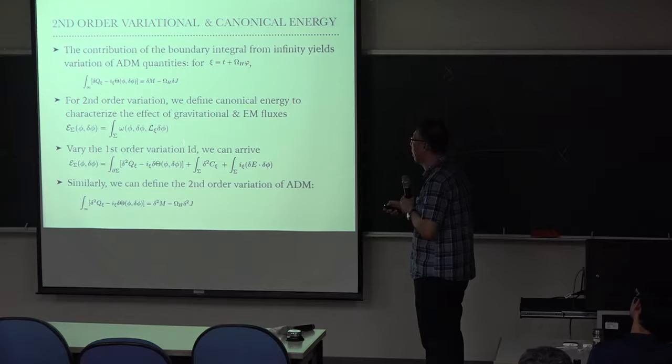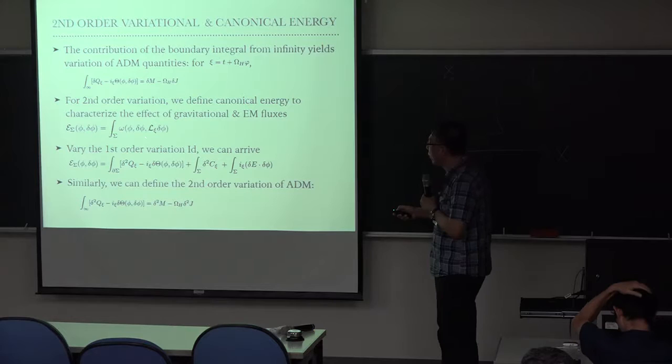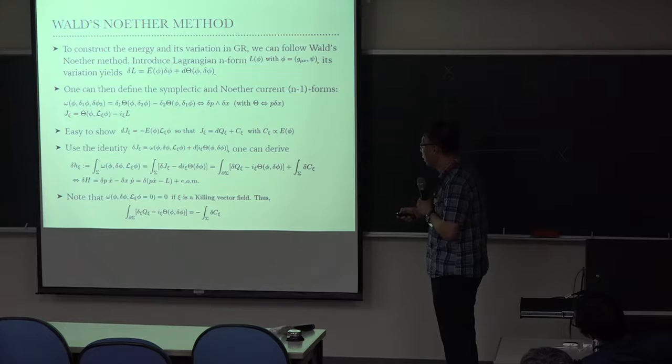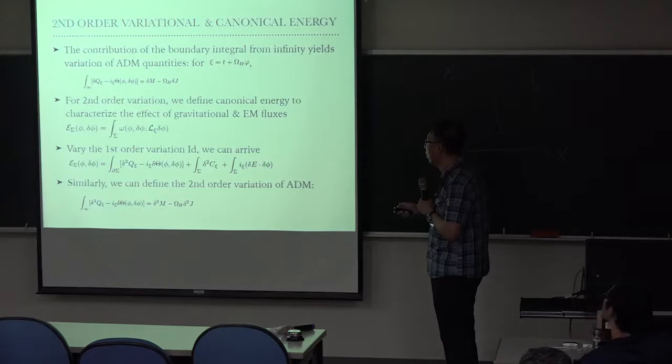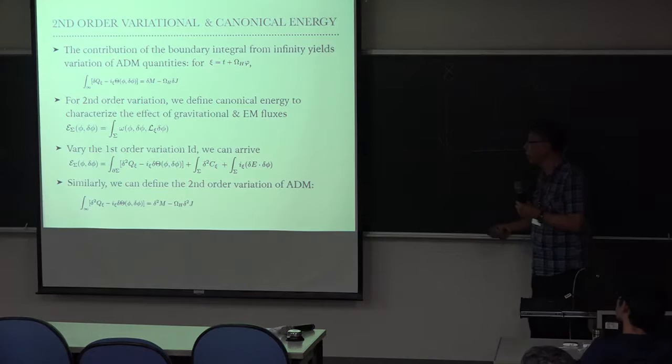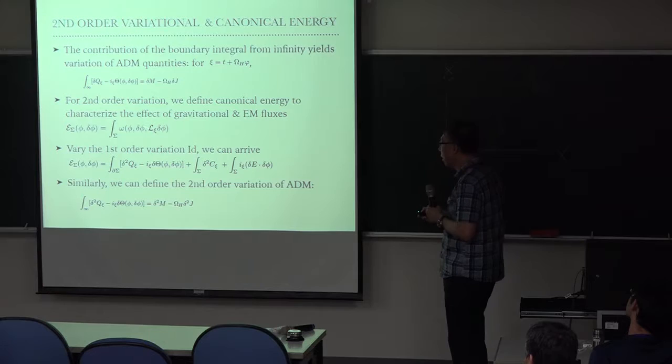And it's different from the previous one, because in the previous one you only have this in the phi, but in this canonical energy case, you are acting this linear operator on delta phi. Okay, so it's one order smaller. So this point is we go to the second order. And then we can just vary the first order identity and arrive at the second order variation identity.